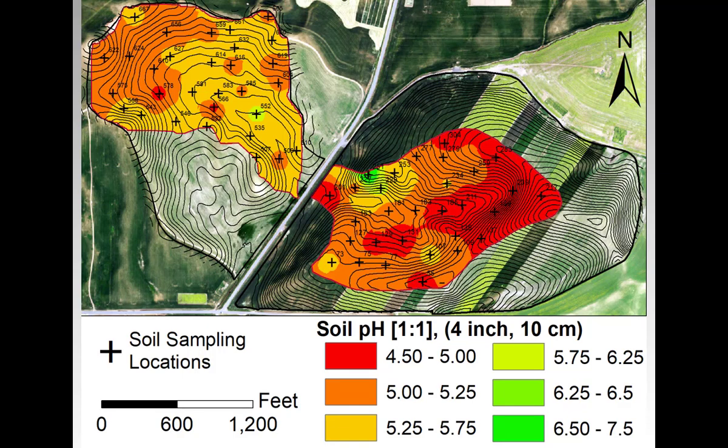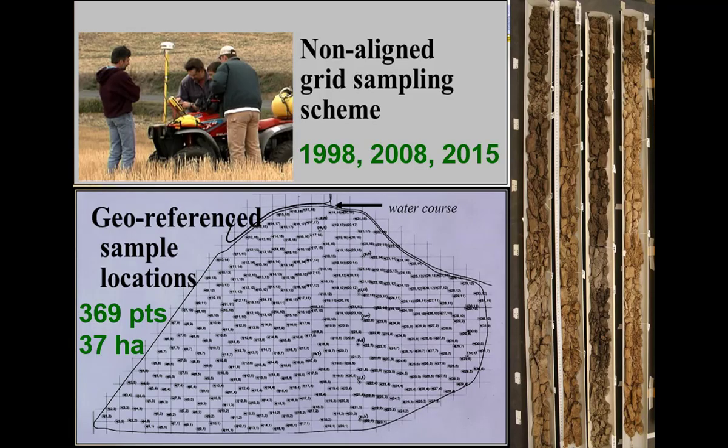This is the 0 to 4 inch depth sample. We're definitely acidifying this piece of it in terms of the surface. And of course, with mixing of the soil itself through tillage, we tend to dilute out some of that acidification with other soil. So we use georeferenced sample locations.